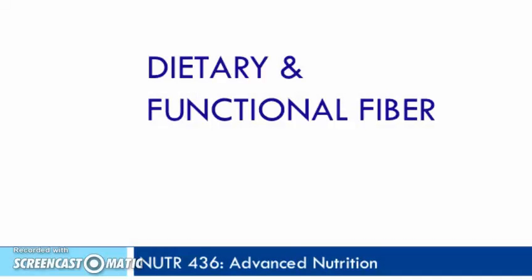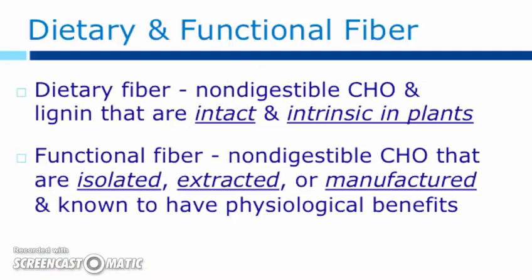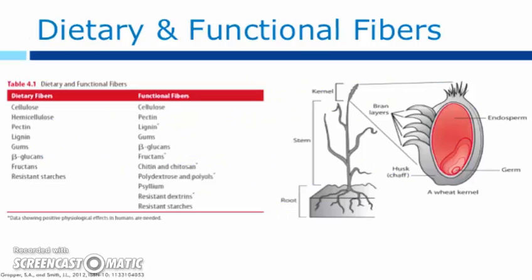Carbohydrates, dietary and functional fiber. Dietary fibers are found naturally in foods. They are non-digestible carbohydrates and lignin, intact and intrinsic in plants. Functional fiber, on the other hand, is isolated, extracted, or manufactured non-digestible carbohydrate with known physiological benefits.